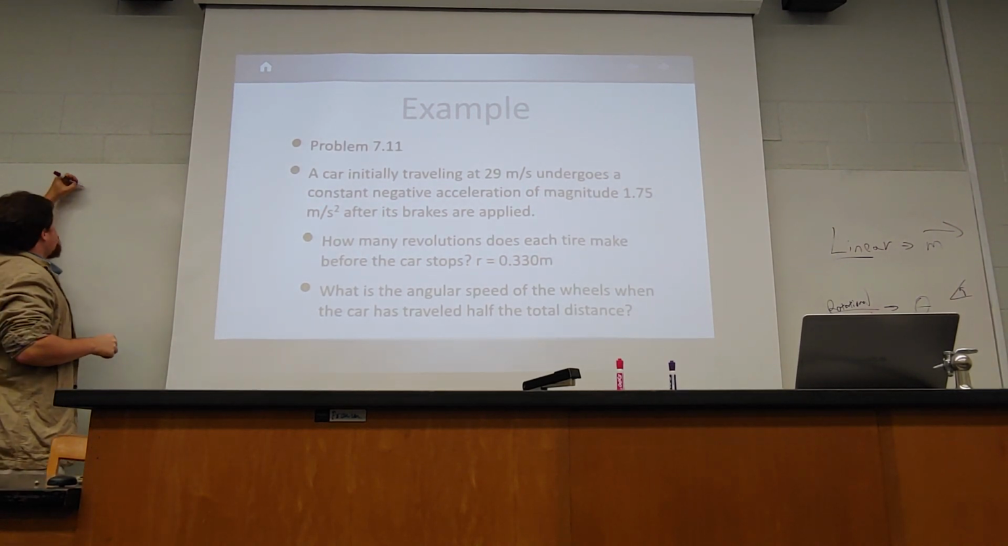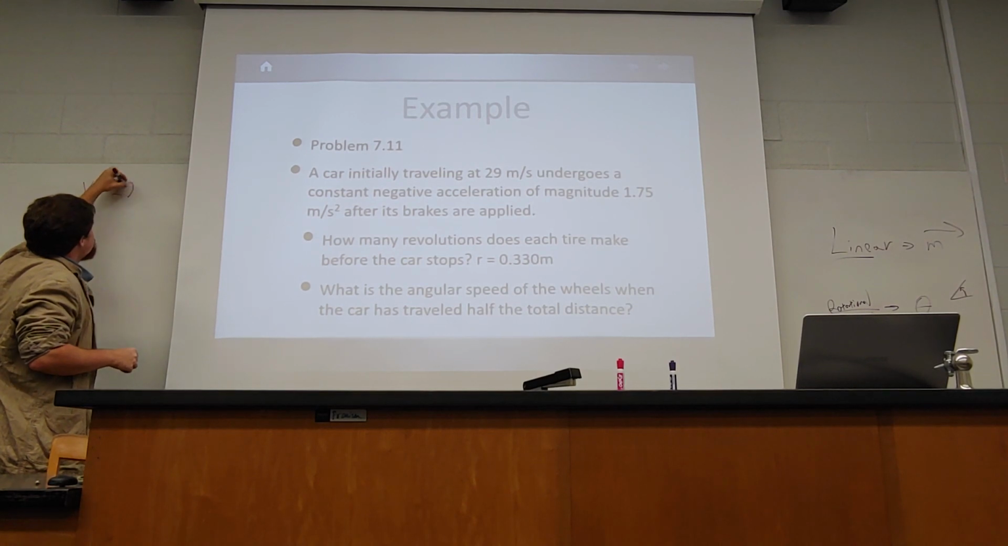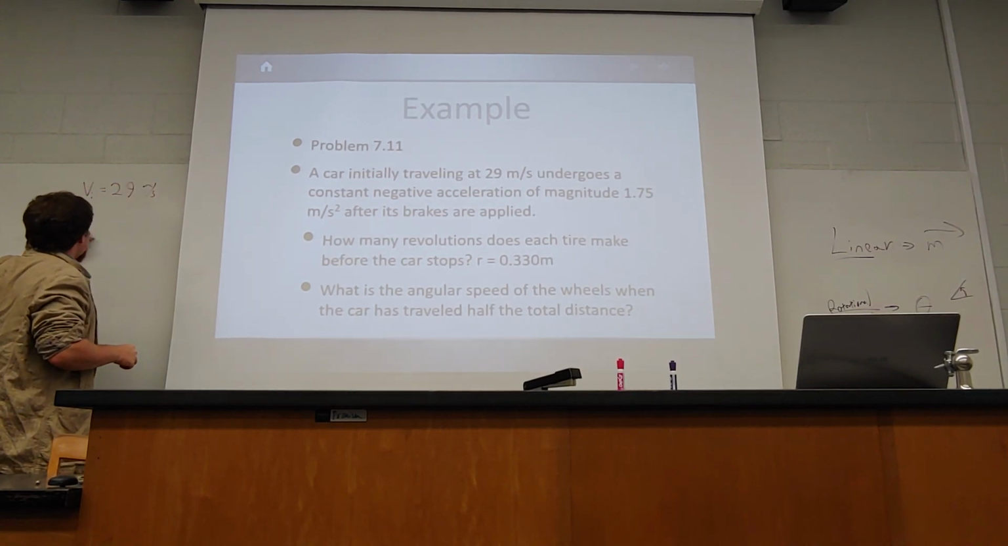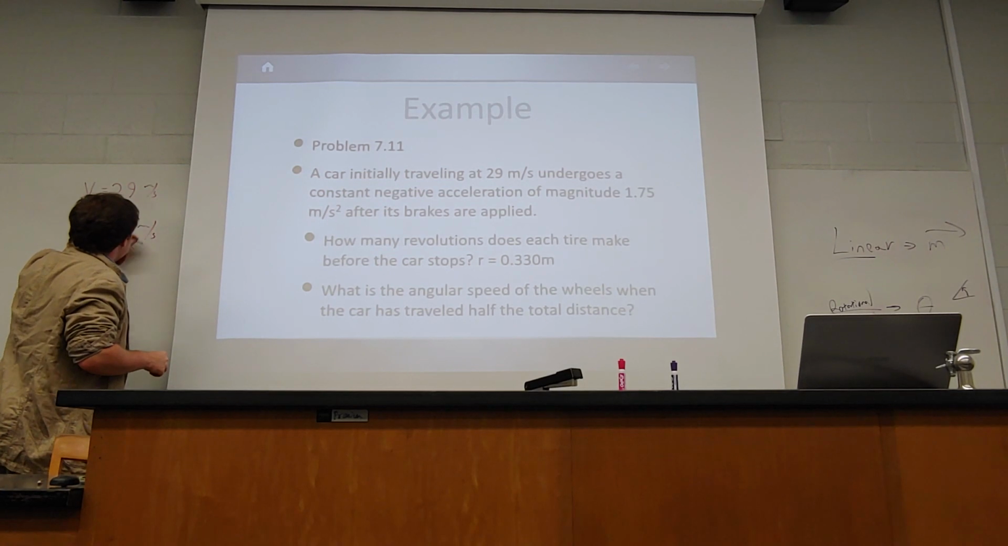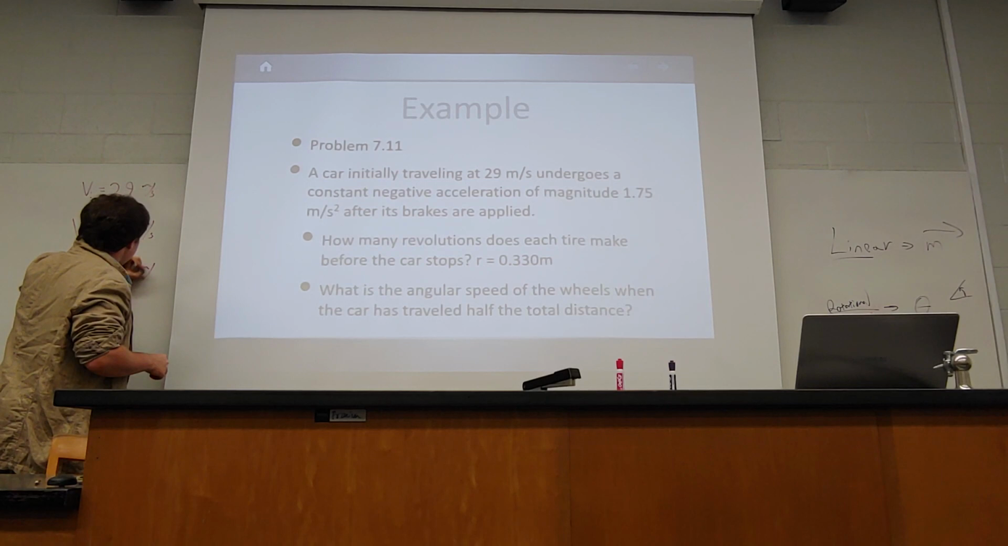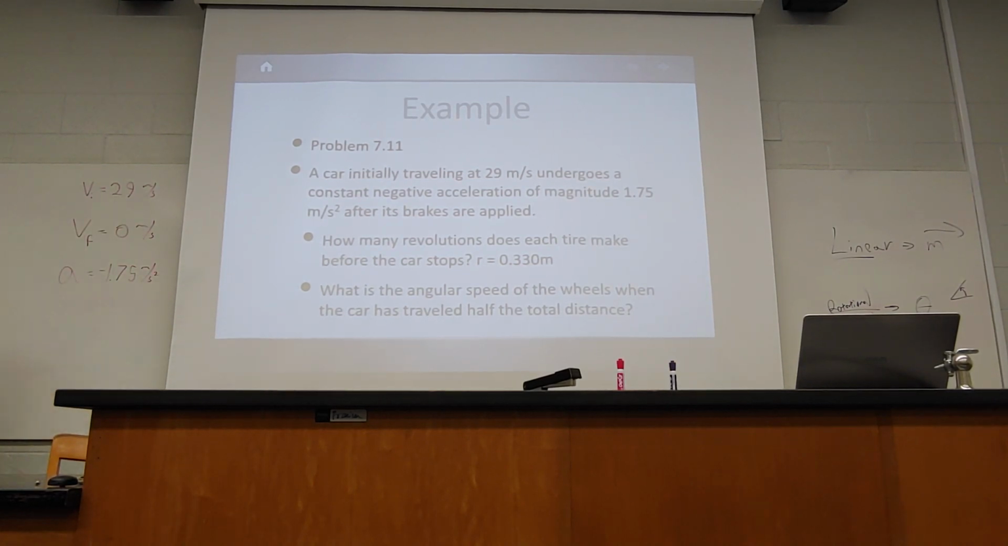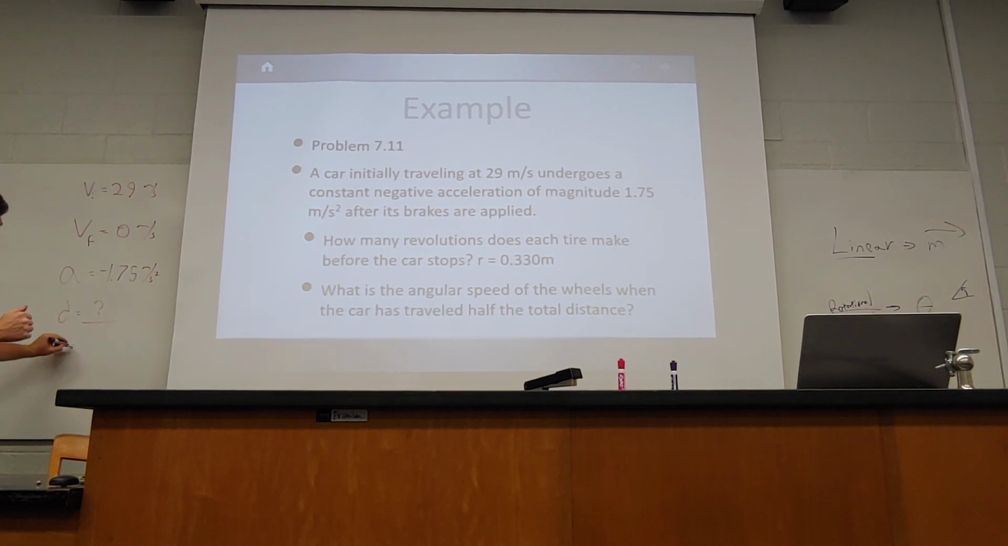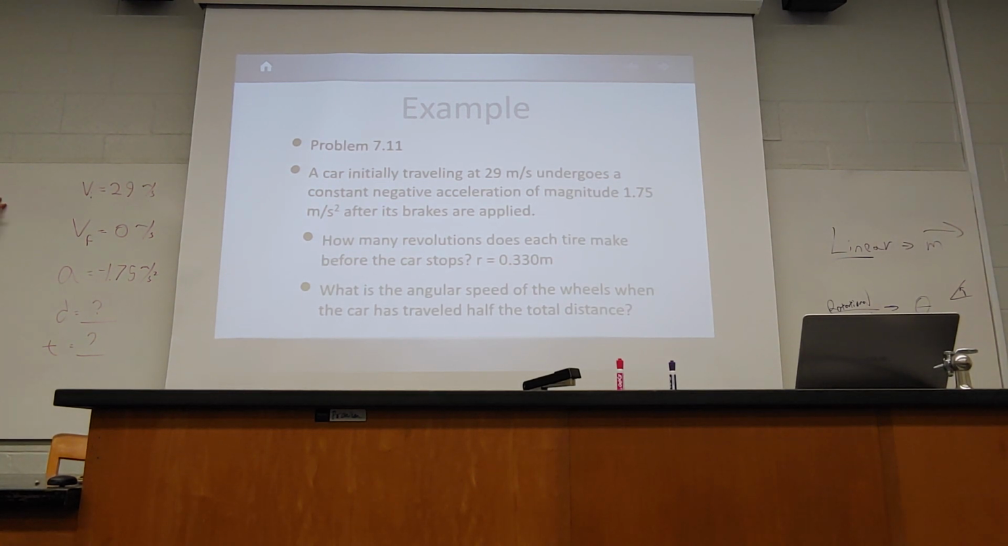I'm just going to go ahead and start listing variables. Velocity initial is 29 meters per second. It's slowing to a stop, so velocity final is 0 meters per second. And the acceleration is negative, it is slowing down, negative 1.75 meters per second squared. The car is still moving forwards, it's just getting slower. We do not know the distance forward that the car moves during this time, and we don't know how long this process takes to get from here to here.